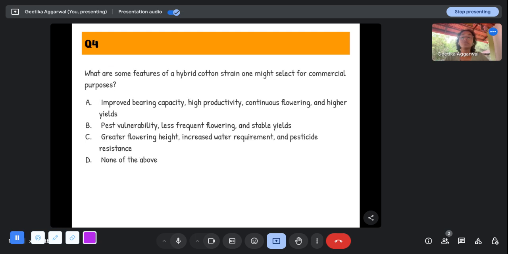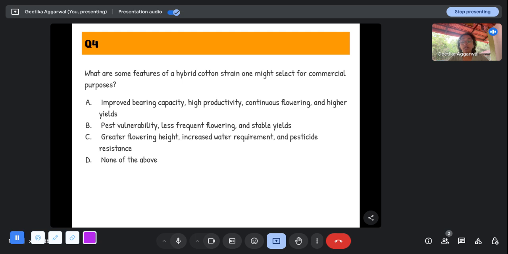Okay. What are some features of a hybrid cotton strain one might select for commercial purposes? When you're selecting a cotton strain for commercial purposes, what are some features you would look at in that hybrid cotton strain? Number one, improved bearing capacity, high productivity, continuous flowering, and high yields. Number two, pest vulnerability, less frequent flowering, and stable yields. Number three, greater flowering height, increased water requirement, and pest resistance. And number four is none of the above.